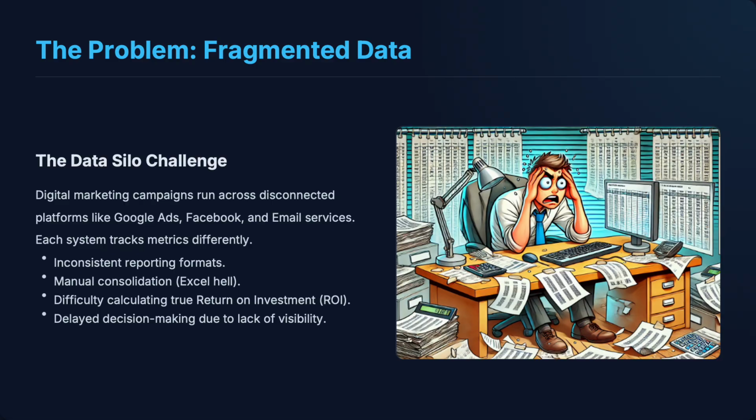Disconnected sources, you have spending data in one tab and conversion data in another. You have inconsistent reporting where Google might call it a conversion while Facebook calls it a goal. Your ROI is uncertain because of this; calculating a true return on investment becomes a nightmare because of manual spreadsheets. This inefficiency isn't just annoying, it costs money and wastes valuable strategic time.